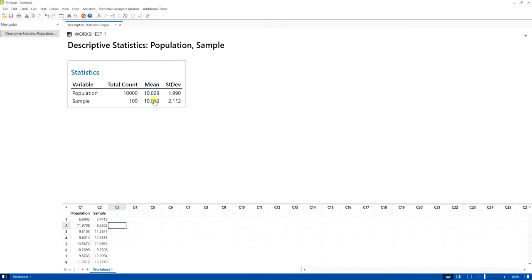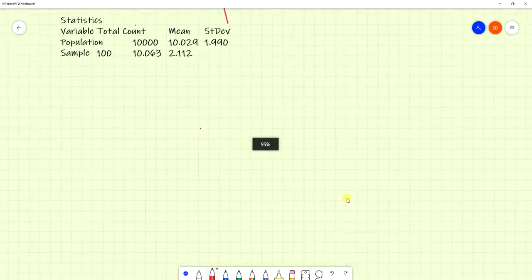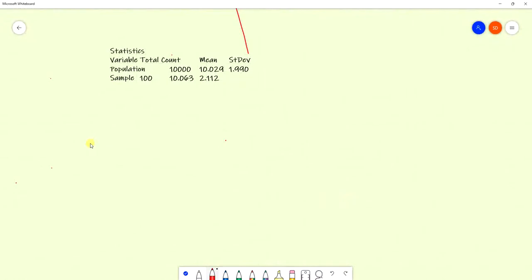Both means are almost equal, you can say, based on the samples. The standard deviation is 1.9 and 2.12. In a real world scenario, you will not have the population data, right? You won't have this data. You only will have this data, the sample of 100, and that's it.